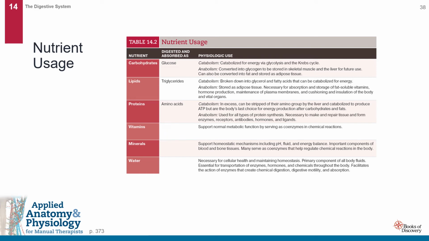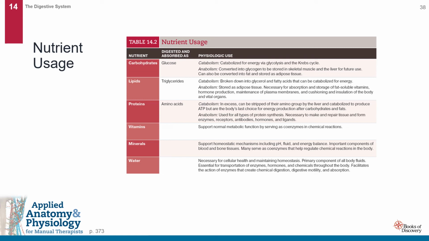In terms of vitamins, vitamins support normal metabolic function by serving as coenzymes in chemical reactions. Minerals support the homeostatic mechanisms, including pH, fluid, and energy balance. They are also important components of the blood, bone, and tissues. And many minerals serve as coenzymes that help regulate chemical reactions within the body.